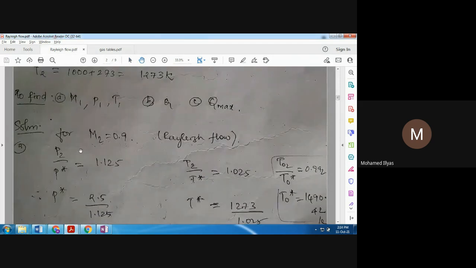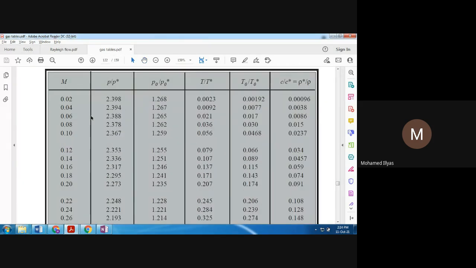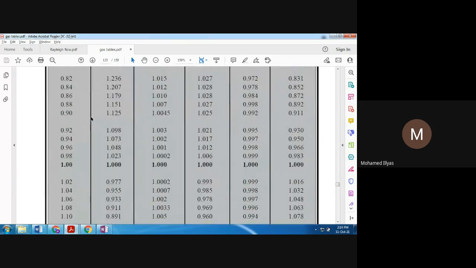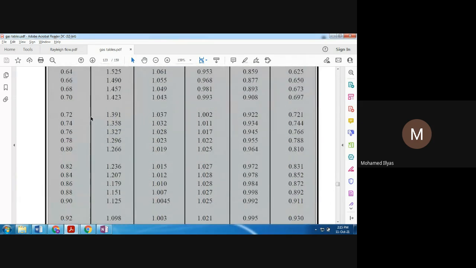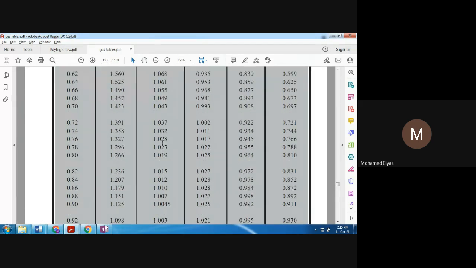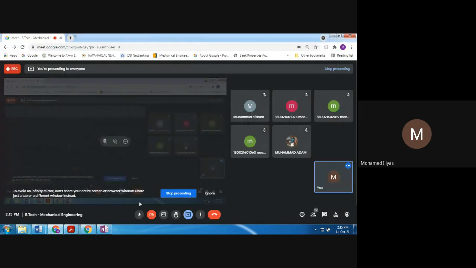So we have M2 as 0.9. Let us take these three parameters: pressure ratio, temperature ratio, and the stagnation temperature ratio. M2 is 0.9 here. So for this, we'll take P2 by P star as 1.125.